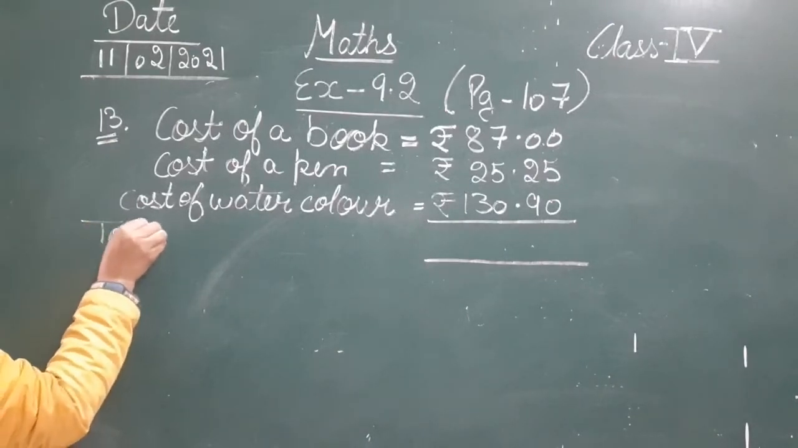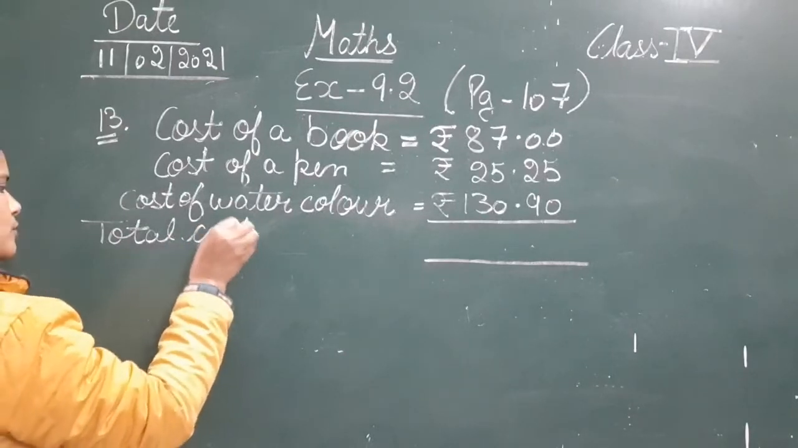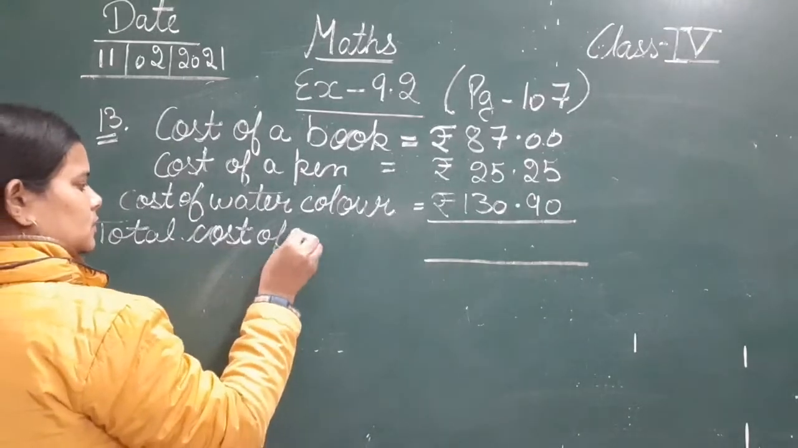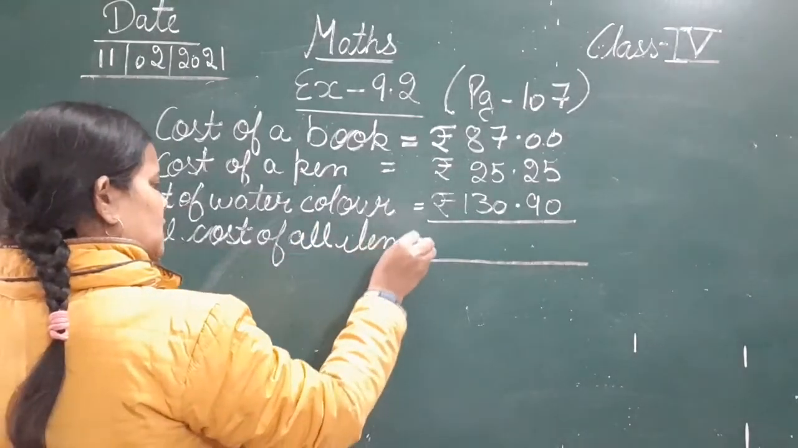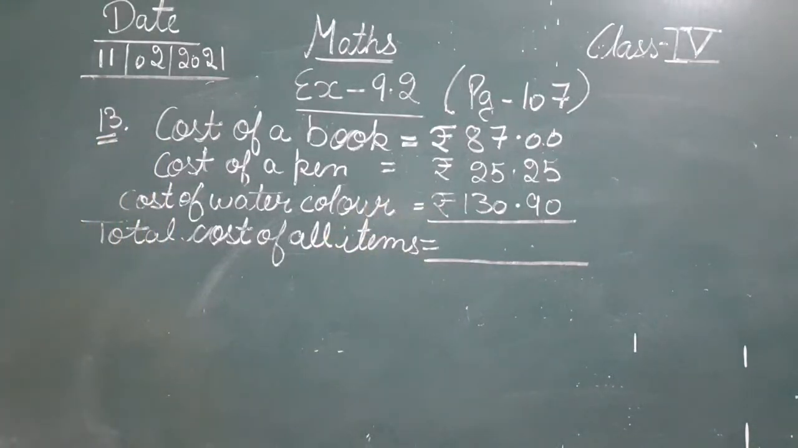Total cost of all items, that we will calculate by adding these three. Okay, so the total cost of all the three items is, let's calculate.